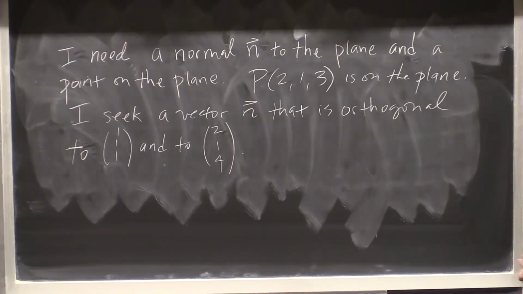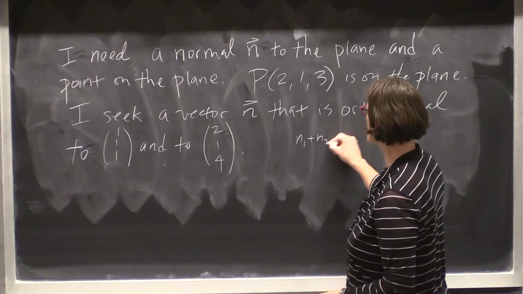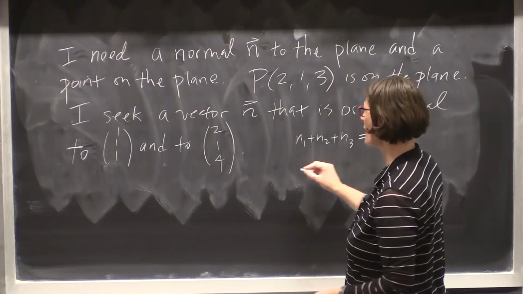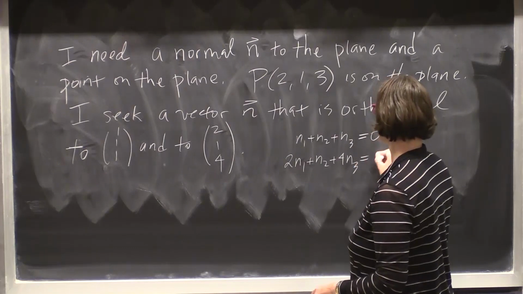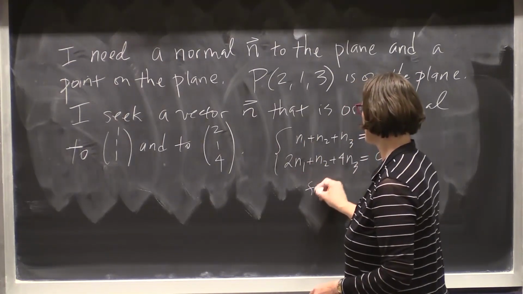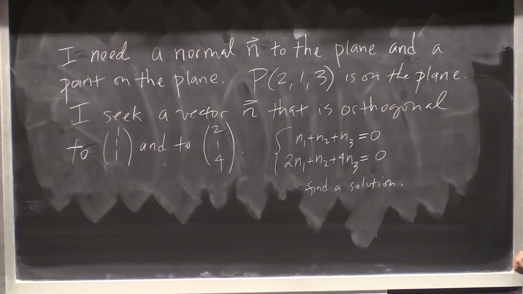Now, if you did not know about cross products, you could still solve this problem. You would have that n1 plus n2 plus n3 has to equal 0, and 2n1 plus n2 plus 4n3 equals 0, and you would find a solution. Actually, you'd find infinitely many solutions because the normal vector can have any length, and it can be flipped in direction. So you could do this without the cross product. If you just had a meltdown and forgot about the cross product, you could still do this problem.